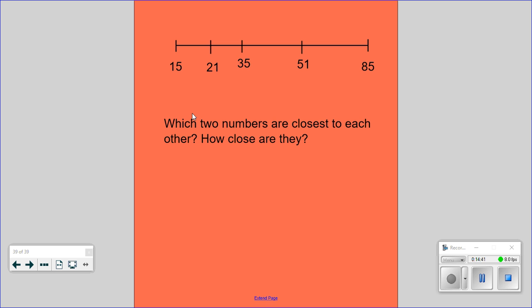Adria, which numbers are closest to each other? 15 and 21. And how far away are they? 6 somewhere. They are 6 numbers away. Those two numbers are the closest. Do a little jump from 15 to 21 and label that jump 6. I love that I saw Adria use the counting on strategy to figure out that there are 6 numbers in between 15 and 21.